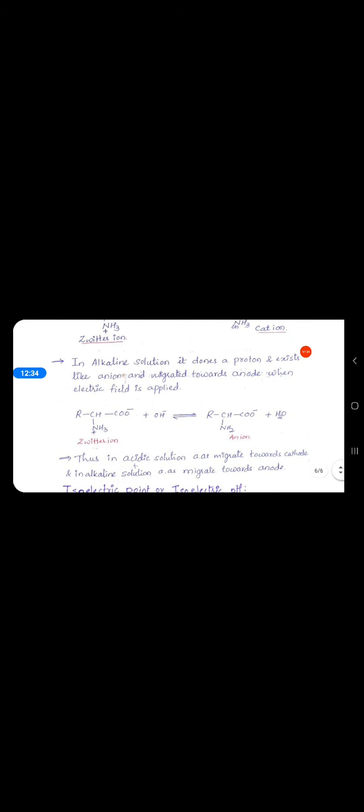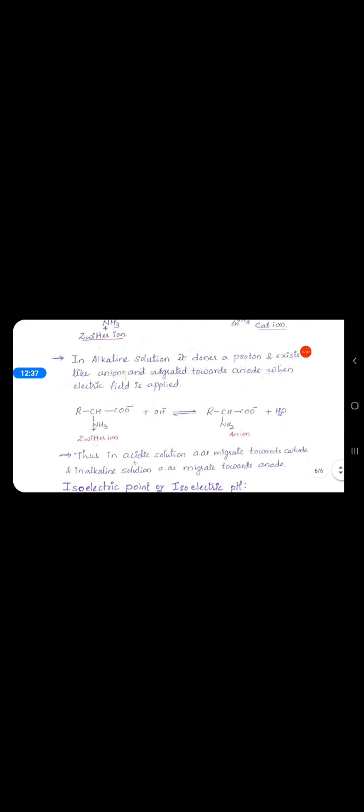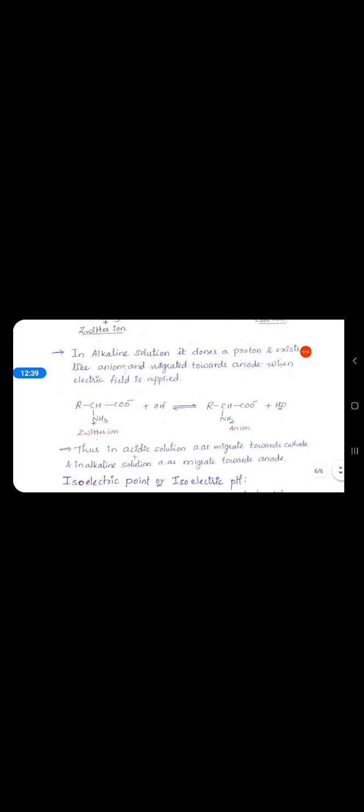Amino acids are highly polar and have high dipole moment values. A Zwitter ion is amphoteric in nature. It reacts with both acids as well as bases. In acidic solution, it accepts a proton and exists like a cation, so when an electric field is applied, it migrates towards the cathode. In alkaline solution, it donates a proton and exists like an anion, and when an electric field is applied, it migrates towards the anode.